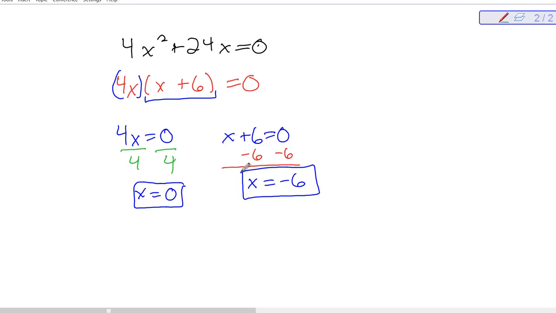Notice that most of these so far have had 2 answers, and that is because we've been dealing with quadratics with an exponent of 2. If I have something that has an exponent of 3, such as x to the third plus 36x is equal to 12x squared.